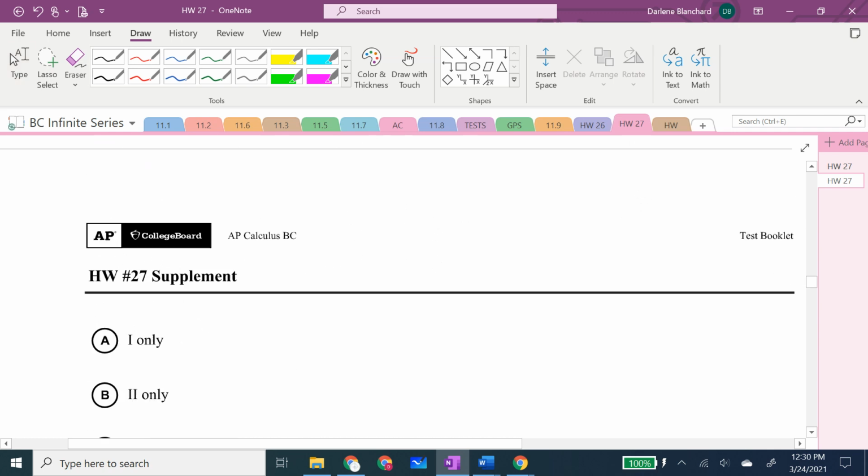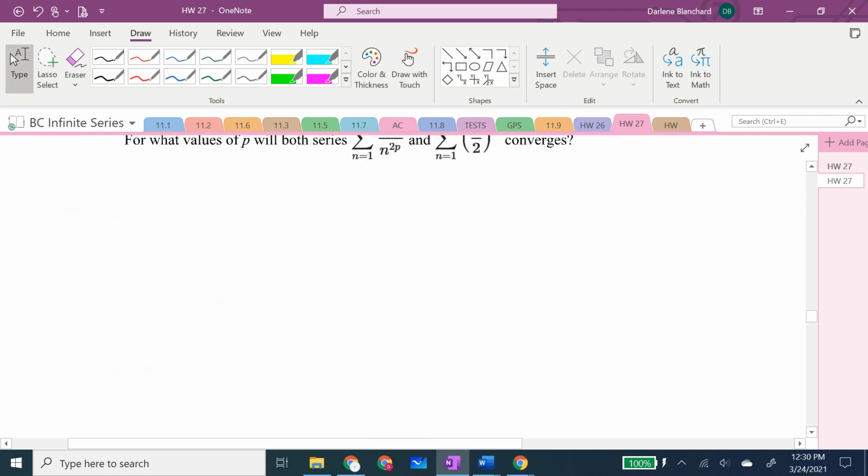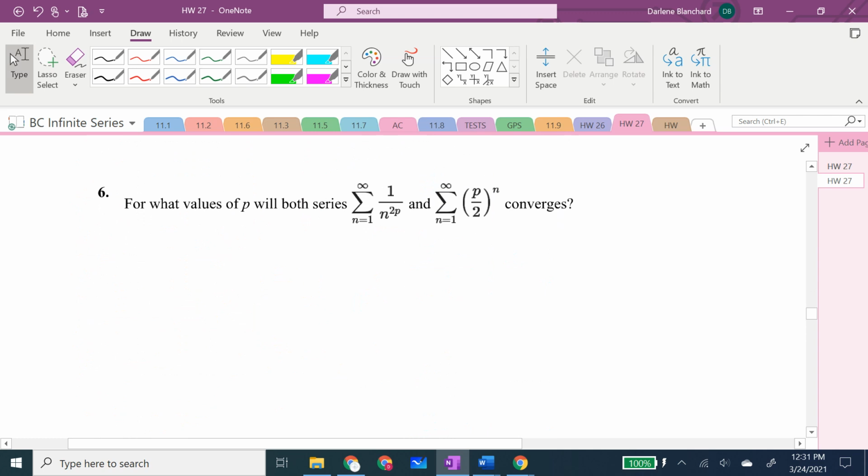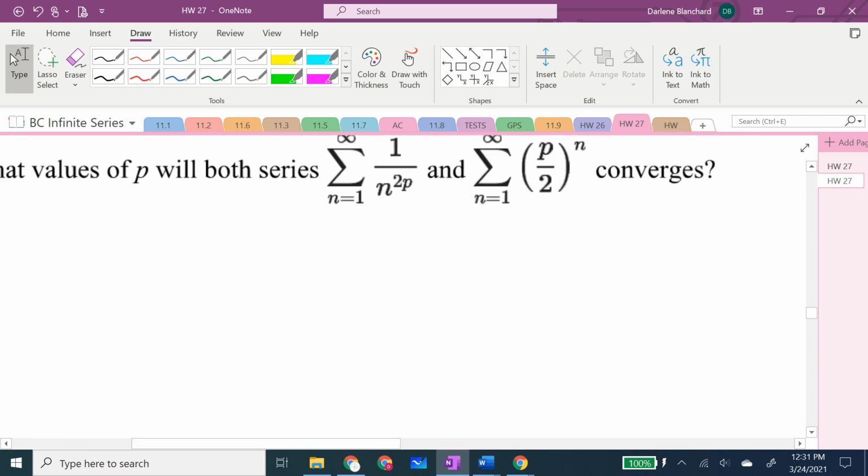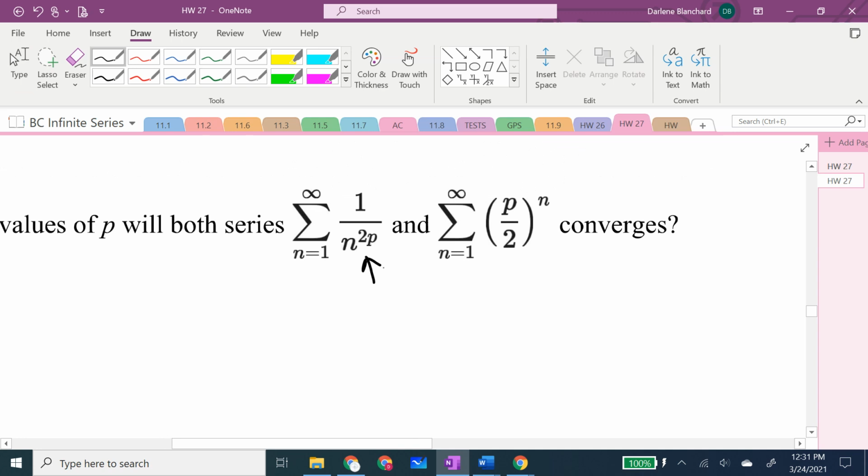Okay, I am going to move over to number 6. For number 6, you want to know what values of p cause both to converge. So looking at this first one, you've got a p series. You need that exponent to be greater than 1 in order to converge.